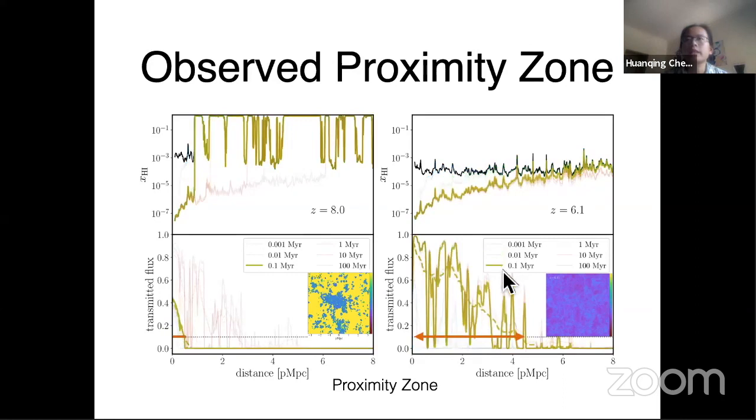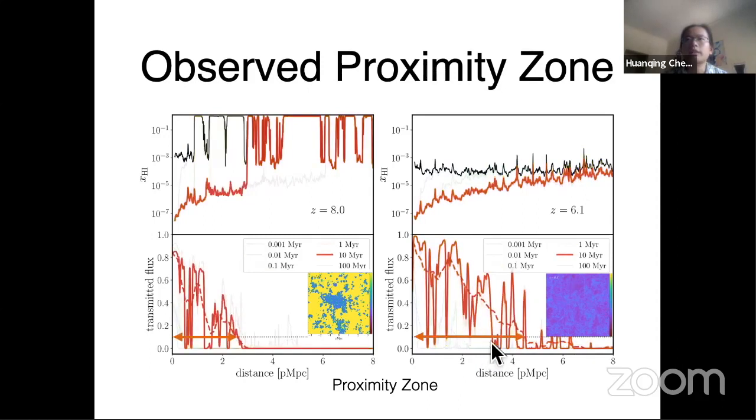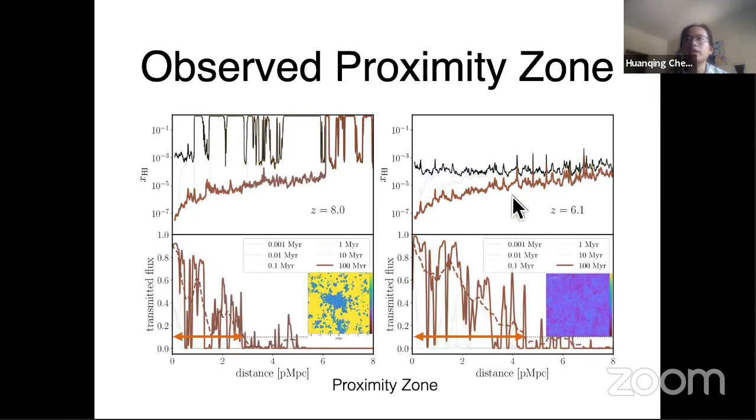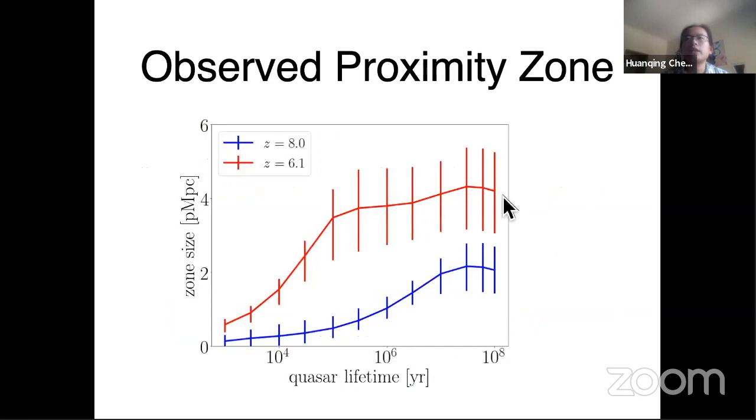As you can see, within 0.1 million years, the proximity zone size already grows to a large value. Afterward, this doesn't change much since the ionization equilibrium is established almost immediately. So to summarize what I just showed, here I plot the proximity zone size as a function of quasar lifetime.